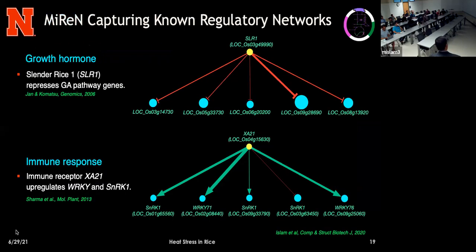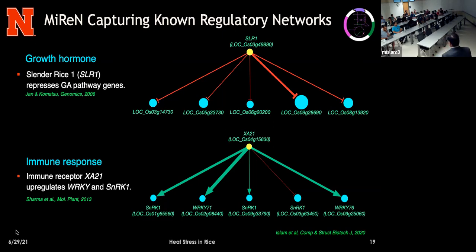Now, using MiReN, we predicted a regulatory network for a lot of different genes. And in this slide, I'm showing two known regulatory networks where I'm trying to say, okay, MiReN could capture the already known regulatory influences. The first one on the top is slender rice 1, SLR1, which is a growth repressor, and it is known to repress a lot of genes in the gibberellic acid response pathway, which is responsible for plant growth and stem structure. Now, MiReN also predicted that SLR1 represses all of those genes. The second one, XL21, is an immune response gene, and it upregulates a lot of SNARP1 and WRKY genes, which are responsible for pathogen resistance and immune response. And we see that MiReN predicts that XL21 upregulates most of those genes.